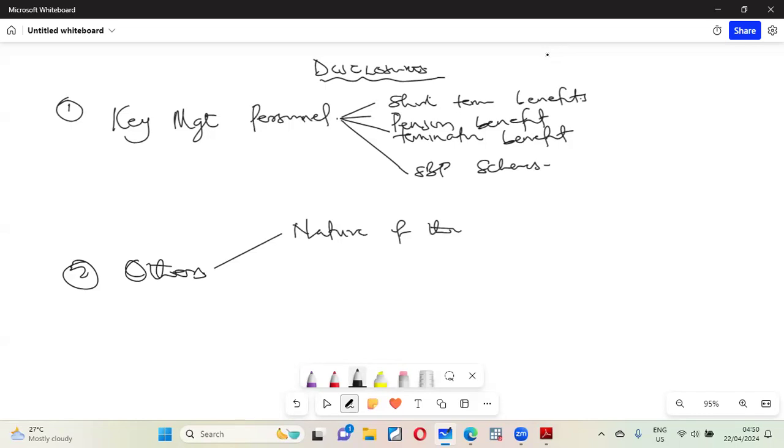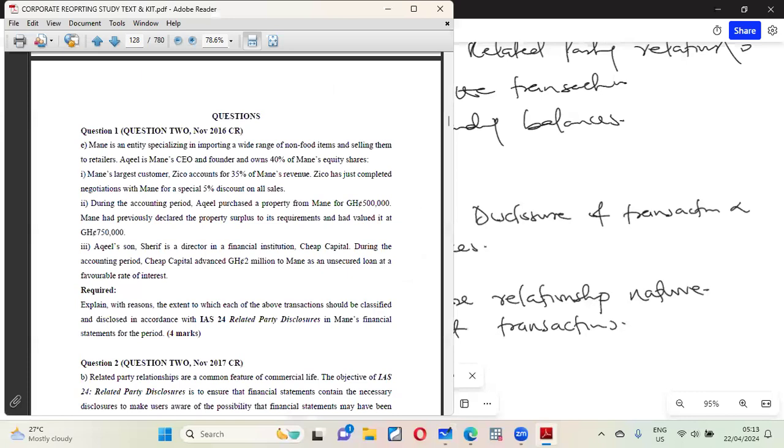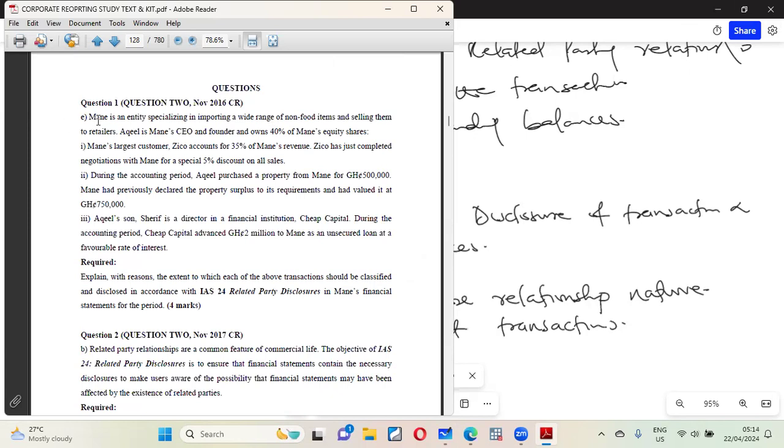What we need to do now is to just take a glance at some questions. All right, so let's look at some examples in this question. All right, so we have the first question that says that Money is an entity specializing in importing a wide range of non-food items and selling them to retailers.